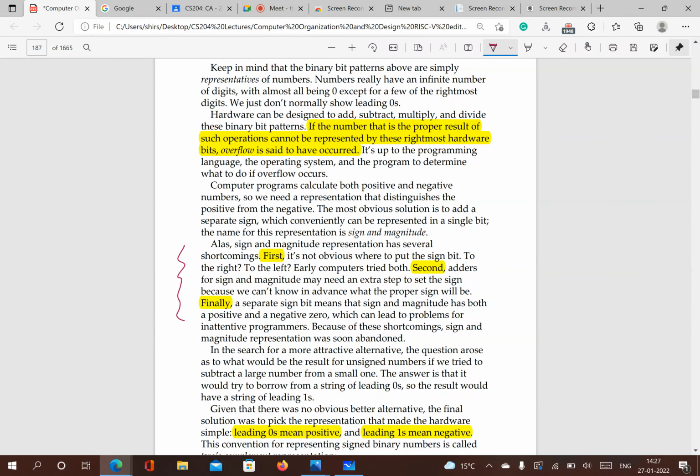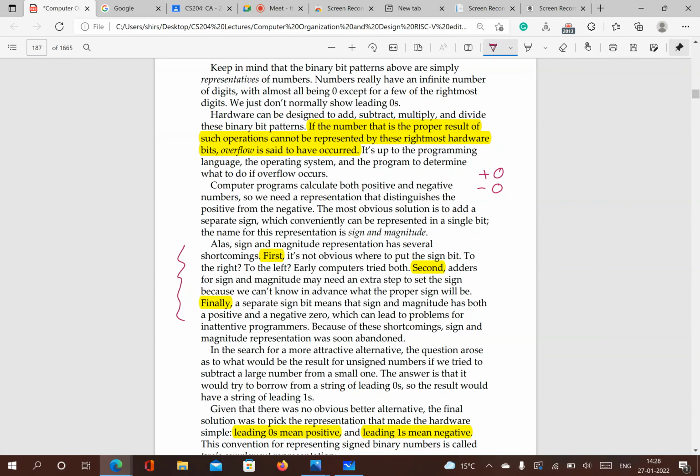The one obvious problem is how you will distinguish between plus 0 and minus 0. Because plus 0 means you have to use 0 for the plus, and minus means you have to use 1 for the minus. So how will you represent 0? There are two representations possible for 0 in this format. So this is a problem. This is actually a problem when we design a computer.